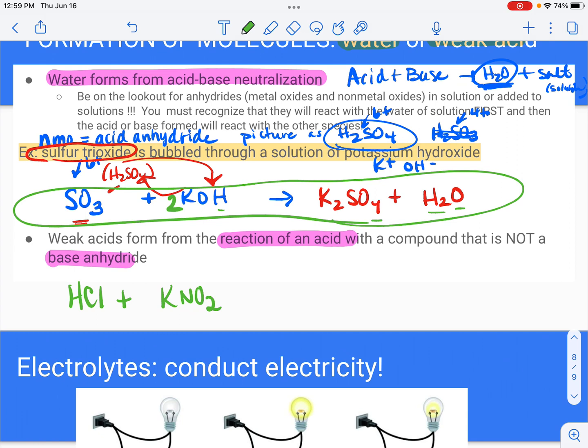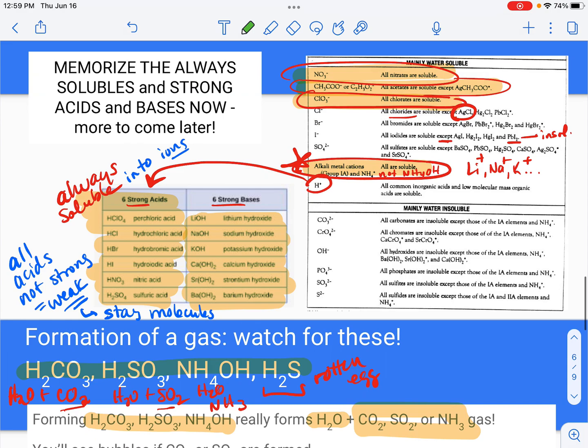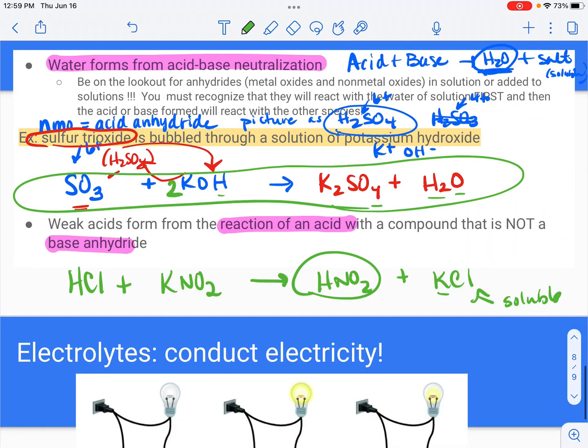So now what happens is that when this reacts, we have HNO2 and KCl. The KCl, this is a group 1 metal, this is soluble, so it's not going to make the reaction occur. But this, remember on your strong acids, nitric acid is strong, but nitrous acid is weak. So because this is a weak acid, it stays together, and that means that I have a reaction.